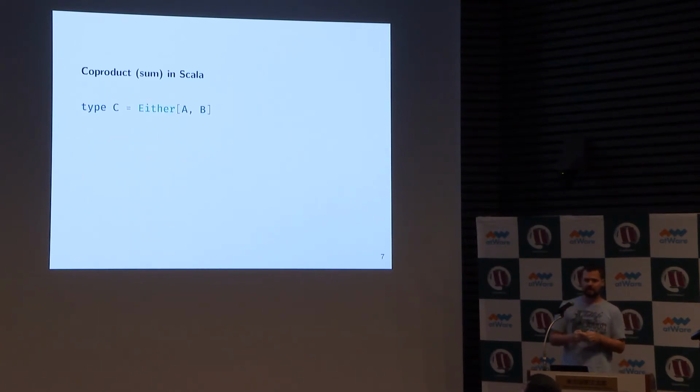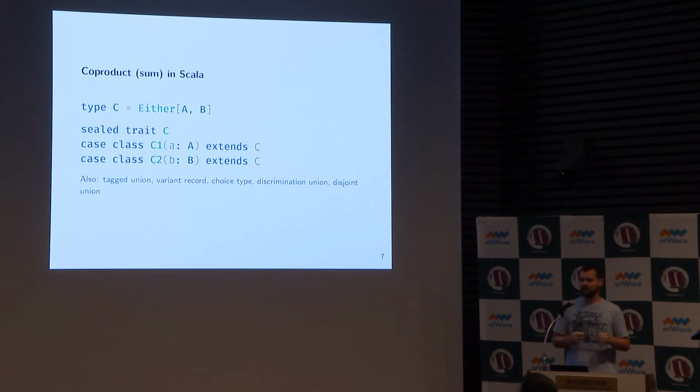Coproduct, on the other hand, can be created by using the built-in type Either or using a sealed trait. Here, remember, coproduct means either A or B. So when I create a type C using Either, that by itself can only have one of A or B. With a sealed trait, on the other hand, I can wrap the A or B inside case classes which extend the sealed trait. This is something you probably very well know.